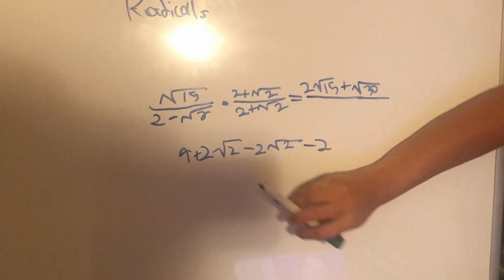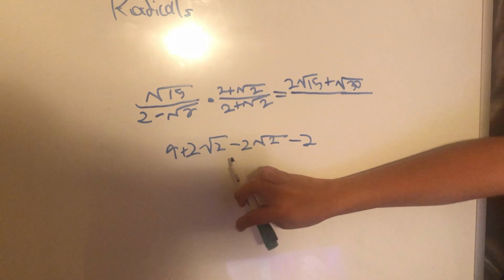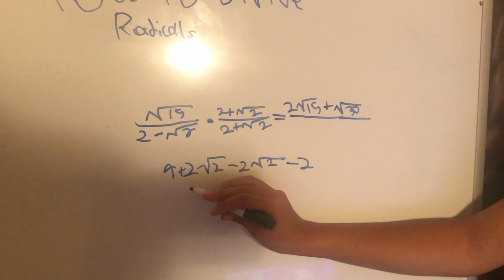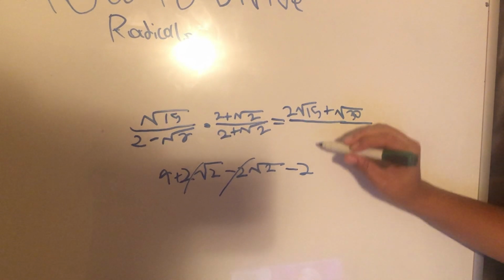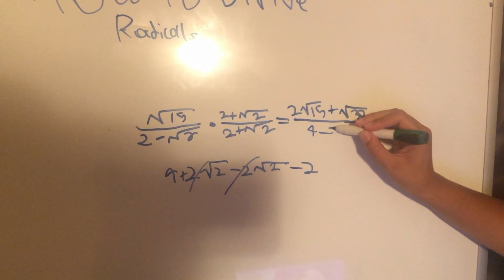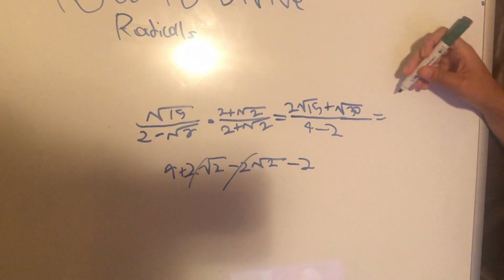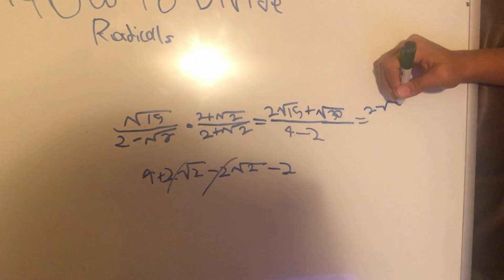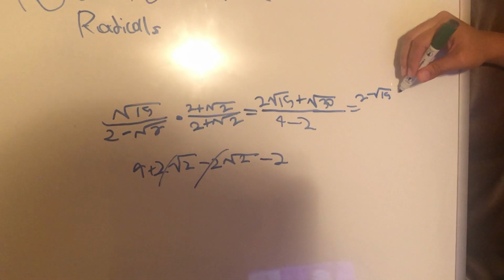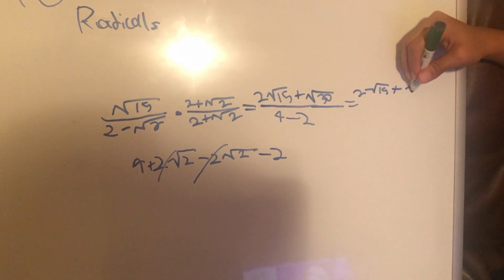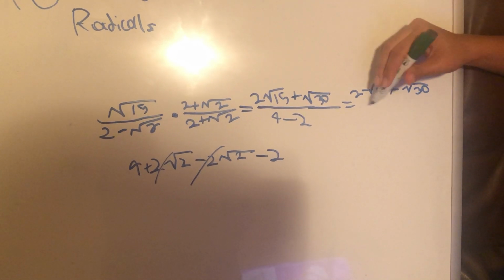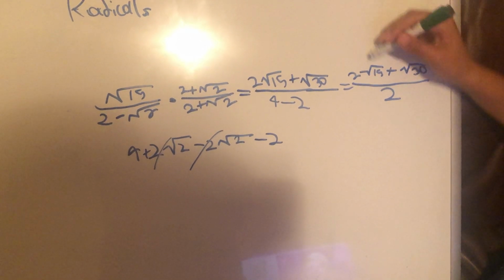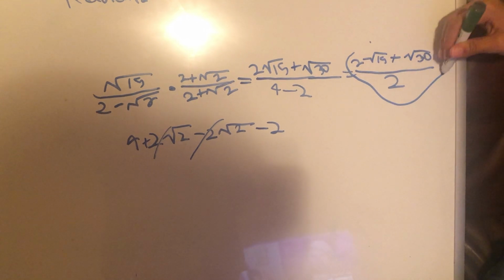And because these two are numerically the same, just with different signs, they cancel each other out. So it's 4 minus 2, which would give us the answer of 2 radical 15 plus radical 30 over 2. And that would be our answer.